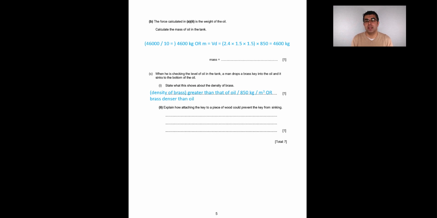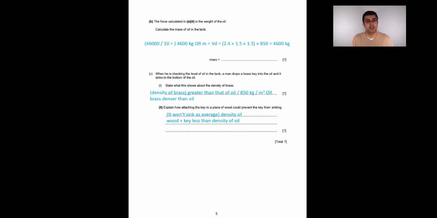Well, the idea here is wood is less dense than oil, which is what a lot of you said. However, the key's attached to the wood. So what they were really looking for here is the fact that the overall density of the wood and the key is less dense than the oil. Therefore, it floats. The example I gave in class was, why is it an oil tanker floats in water even though it's made of metal?